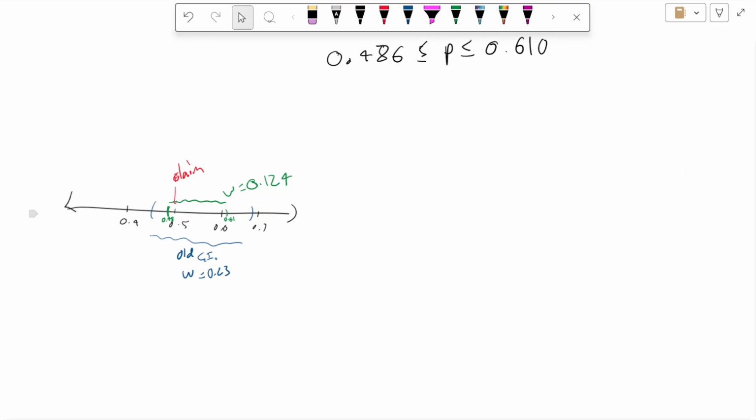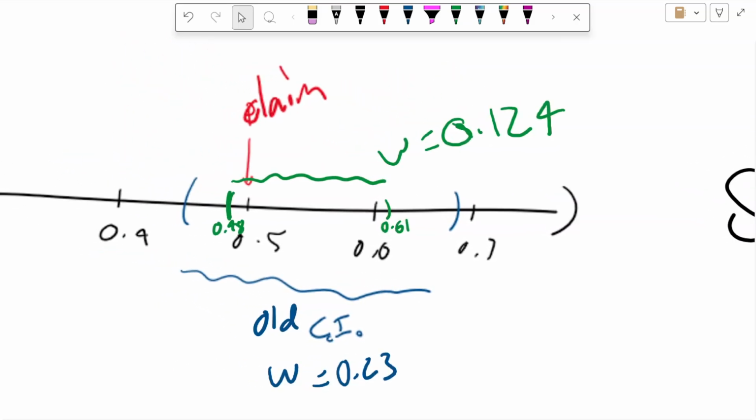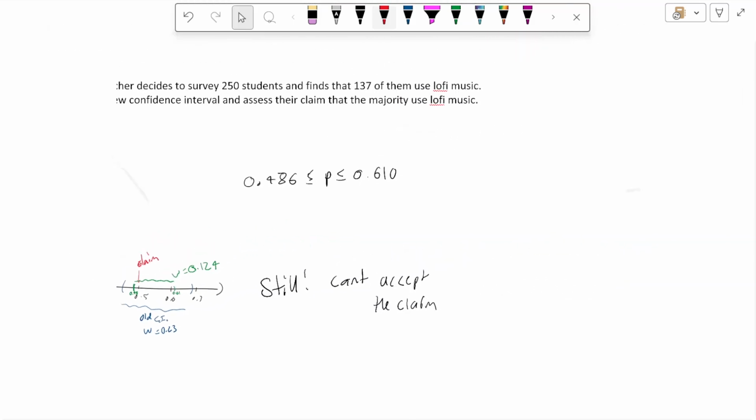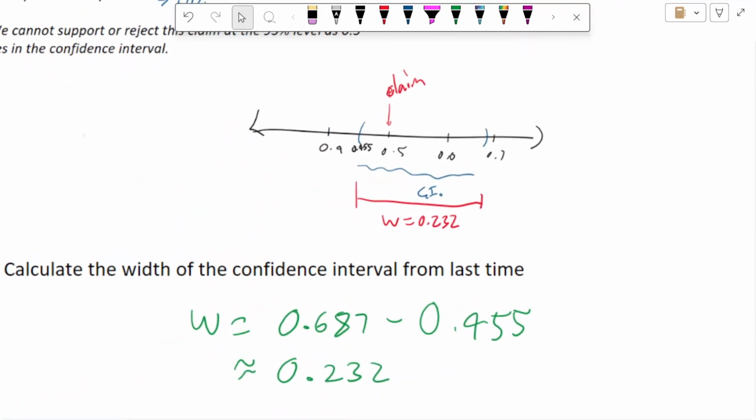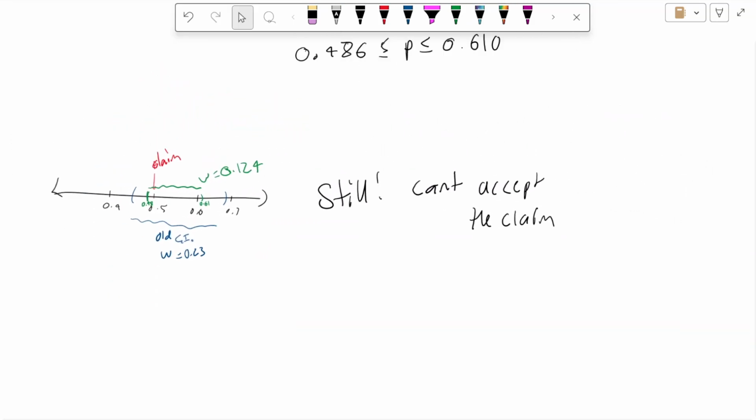Really importantly though, we still can't accept the claim. So their claim was that the average was over 50%, but it is still possible that P could be there below 50% or P could be there above 50%. Now, again, I'd really encourage you to pause the video and try and figure out what went wrong. Based on our old example, we would have thought that having the width a lot smaller would have just made sure that we were over that claim value and we're fine. But in our case, it didn't. So pause, have a think about what went wrong.